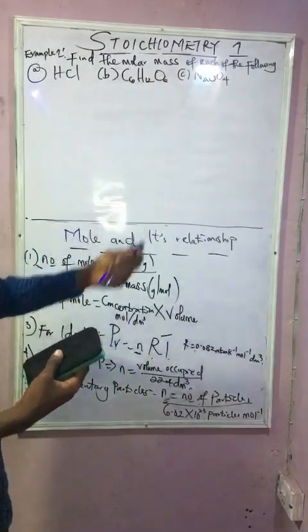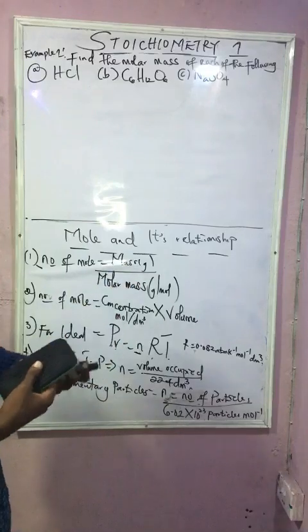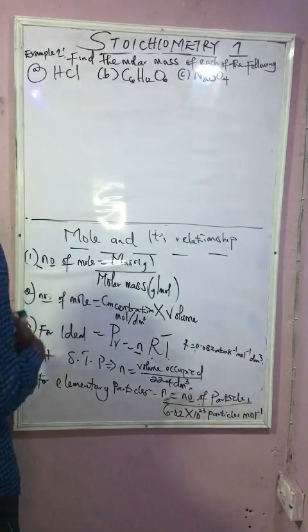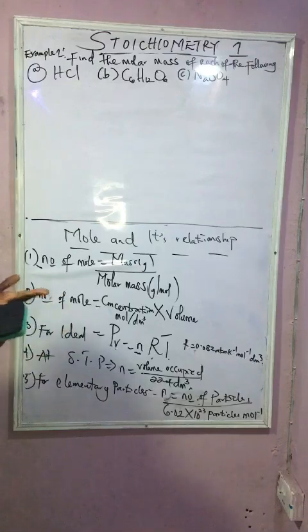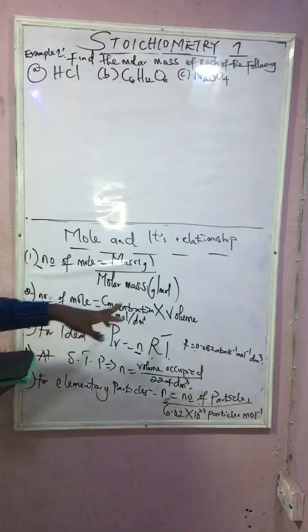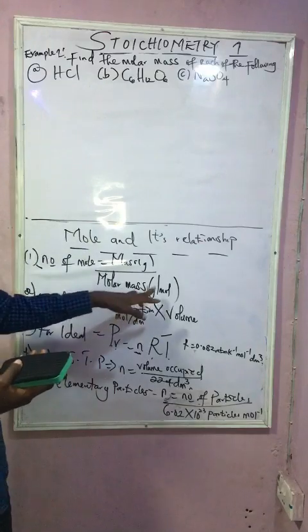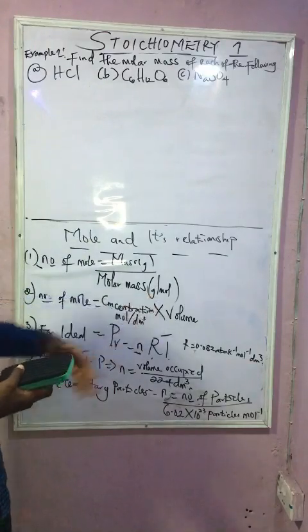So how do we calculate the molar mass of each of the following? Looking at what we have on the board here, we are not asked to make use of the number of moles. We only have to look for the molar mass, which has the unit gram per mole.